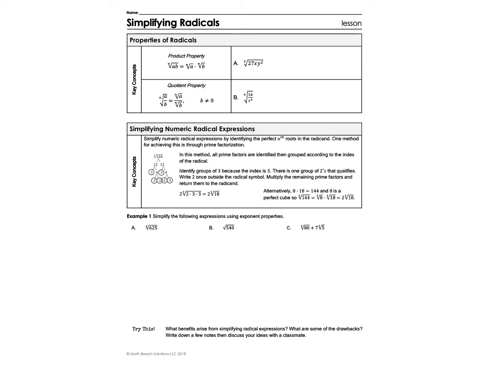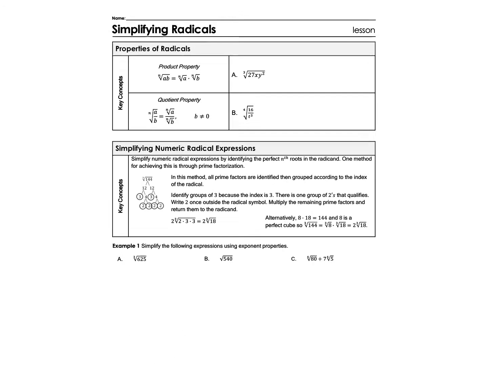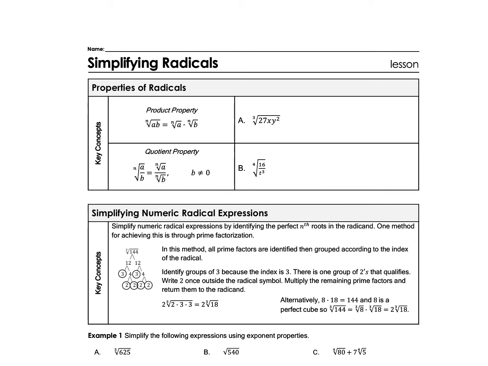Okay, in this lesson we're going to be simplifying radicals. Remember, a radical is like a square root, a cube root, fourth root, and so on. So some properties of radicals is the product property. That tells us if we have a radical and there's a couple of things being multiplied inside, we can split it into two if we would like.